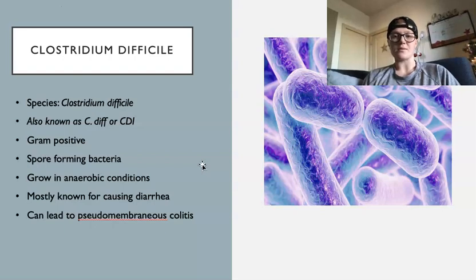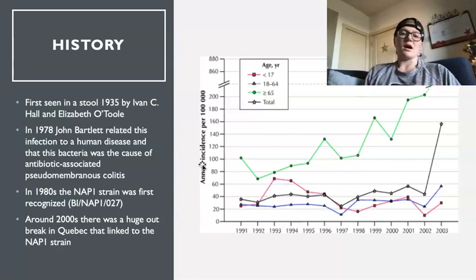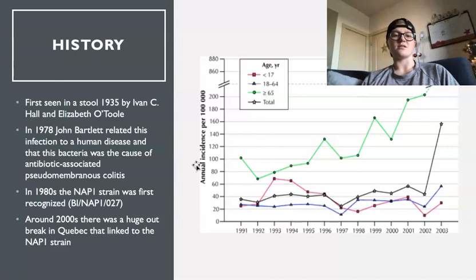The history behind C. diff is that it was first seen in the stool of a 10-year-old boy in 1935 by Ivan C. Hall and Elizabeth O'Toole. However, it wasn't recognized as an infection causing human disease until 1978 by John Bartlett, and he recognized that the toxins produced were the main cause of antibiotic-associated pseudomembranous colitis.